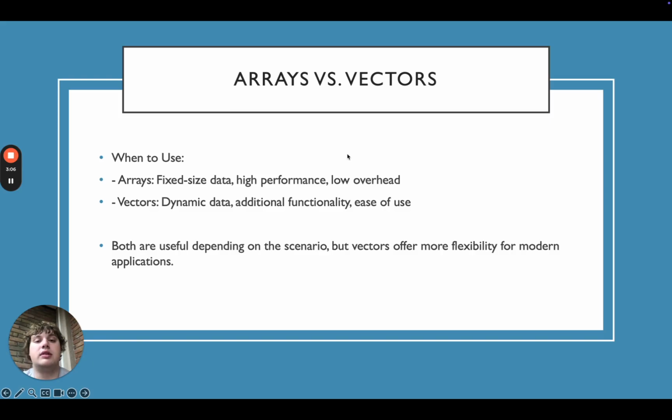Arrays are ideal when the size of your data is fixed, and you need high performance and low overhead. They are perfect for scenarios where memory usage needs to be tightly controlled, such as embedded systems or performance-critical applications. Vectors, on the other hand, are perfect for modern programming tasks where data size may change or additional functionality like sorting, searching, and dynamic resizing is needed. They are versatile and much easier to work with for most applications.